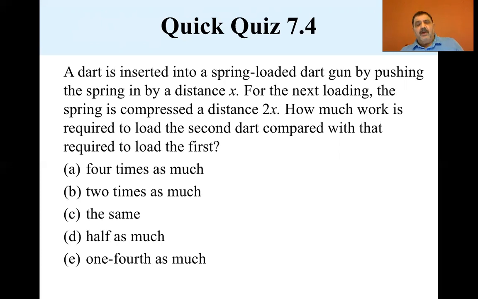Well, if the work is equal to 1/2 kx squared, if you double the x and it's squared, then it should be 4 times as much. And sure enough, it's 4 times as much. Okay? Remember, work is equal to 1/2 kx squared.